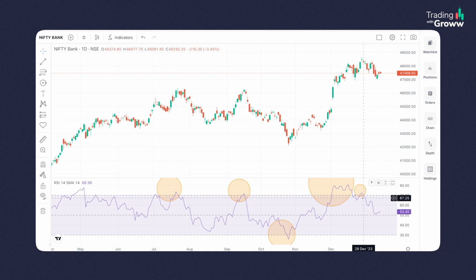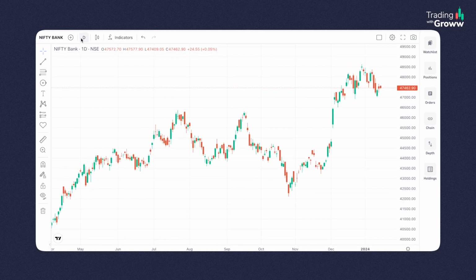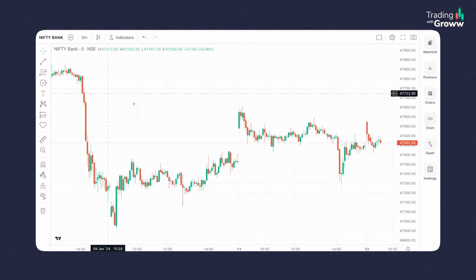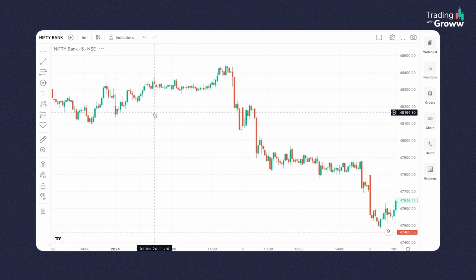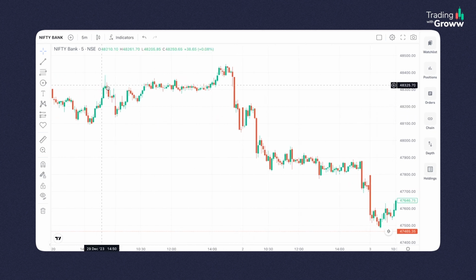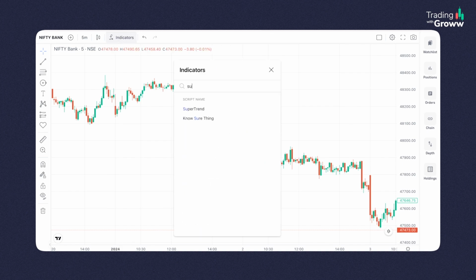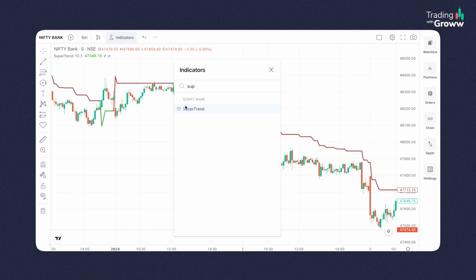So from 29th December onwards, what I'm going to do is, on an intraday basis, whenever there is a sell signal, I'm going to take it. Whenever there is a buy signal, I'm going to avoid it. So I'll just close this RSI and change it to 5 minutes. I'm going to 29th December. From this time onwards, whenever there is a sell, I'm going to execute. How do I identify the sell? Apply the Supertrend indicator.